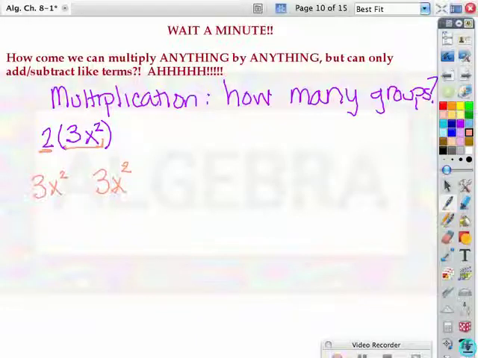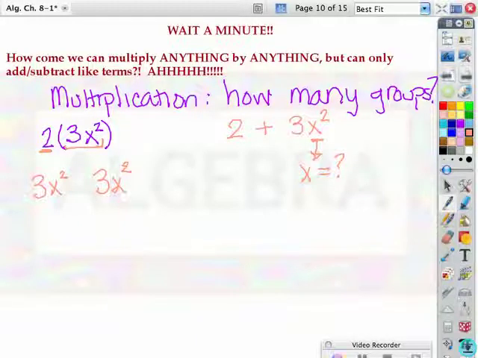Now if I wanted to add 2 plus 3x squared, 2 is an actual number. We know what 2 is, and we know how to use the number 2. But 3x squared is not the same because of this x squared. We don't know what x is equal to. We don't have an equation. We don't have any way to put a value in there. And because of that, we need to leave it separate. Okay? So you can multiply anything, but you can only add or subtract terms that look the same.